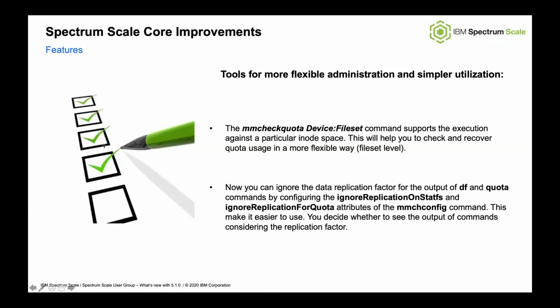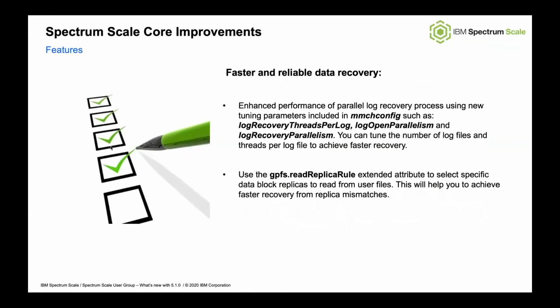The core enhancements in 5.1.0 are focused on improving performance. That means better mechanisms to recover your data in a faster and more reliable way. For example, in Spectrum Scale 5.1.0, we're introducing three tuning parameters to enhance the parallelism of the log recovery process.